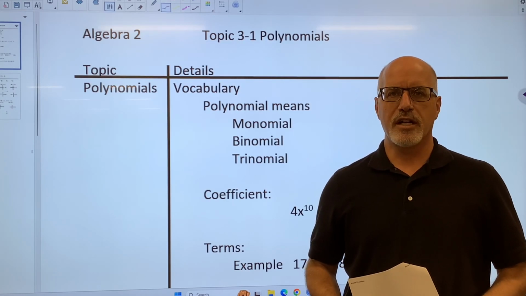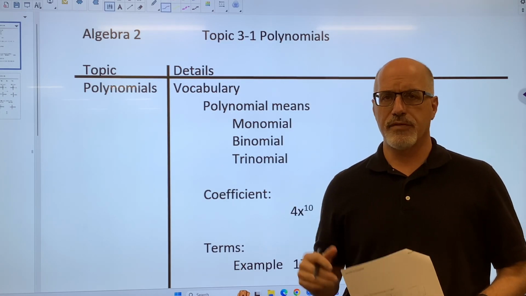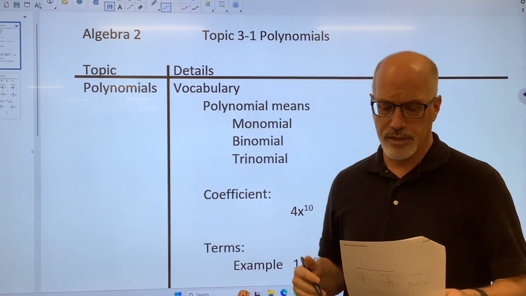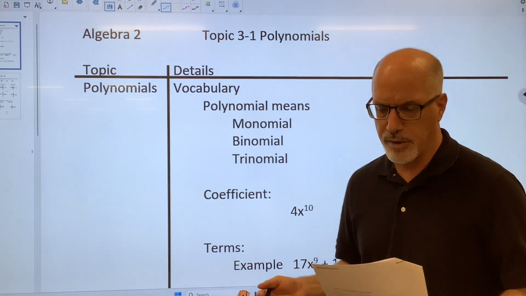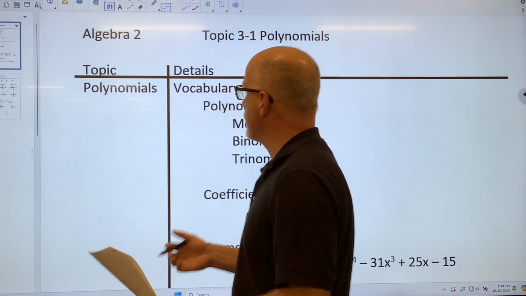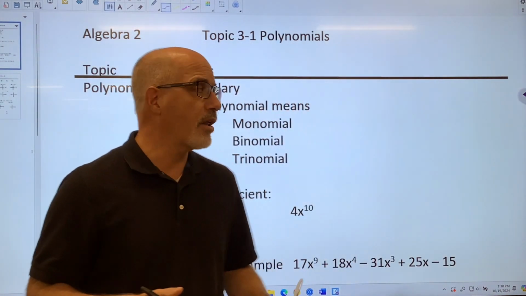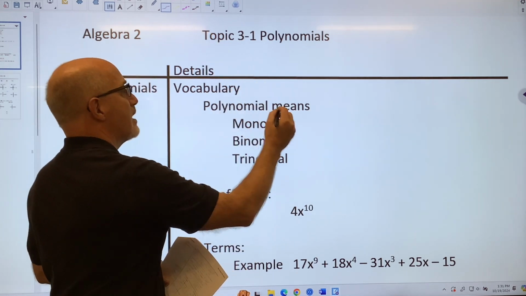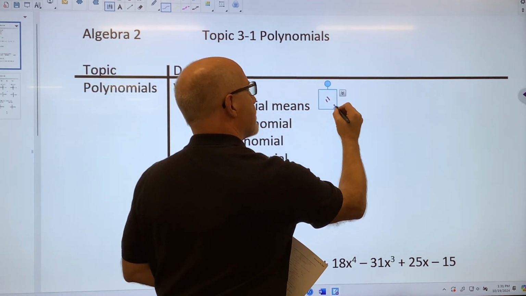We're moving on to talk about polynomials. The objective for this lesson is that we will be able to classify polynomials and also work with the graphs of polynomials. So let's look at some vocabulary involved with polynomials. First of all, polynomial means many terms.